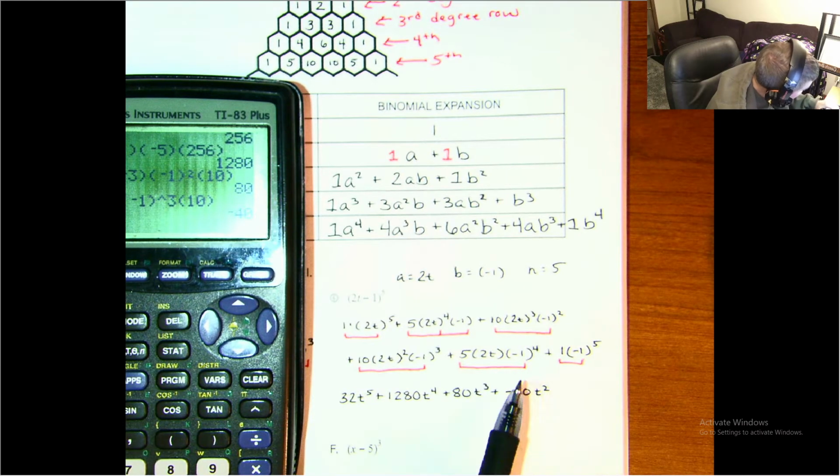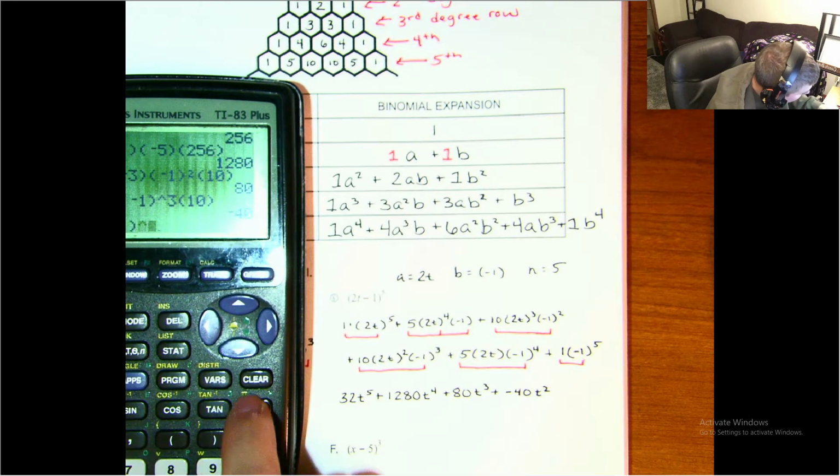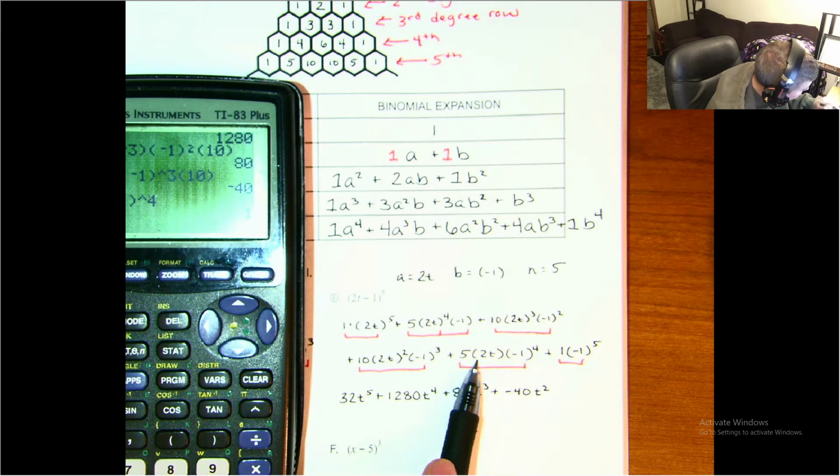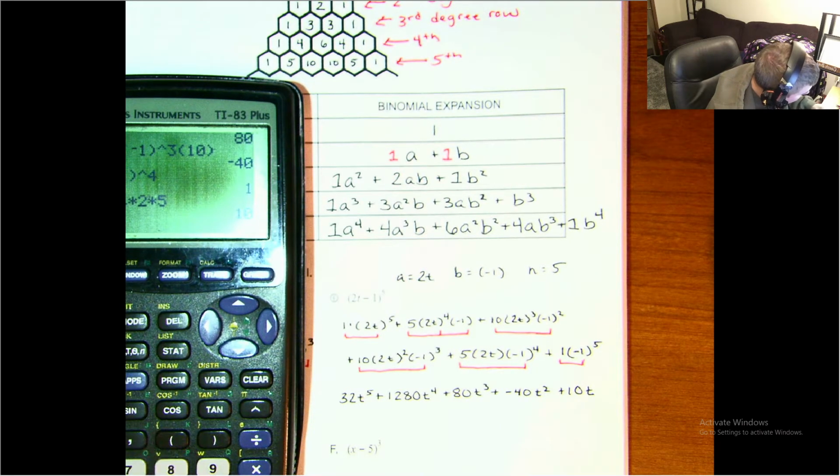And then last here, 1, 2, 3, 4. Okay, so now we're here. We have to go negative 1 to the fourth power, which is 1, times 2, and then times 5, which is 10t. And then negative 1 to the fifth power times 1 is negative 1.